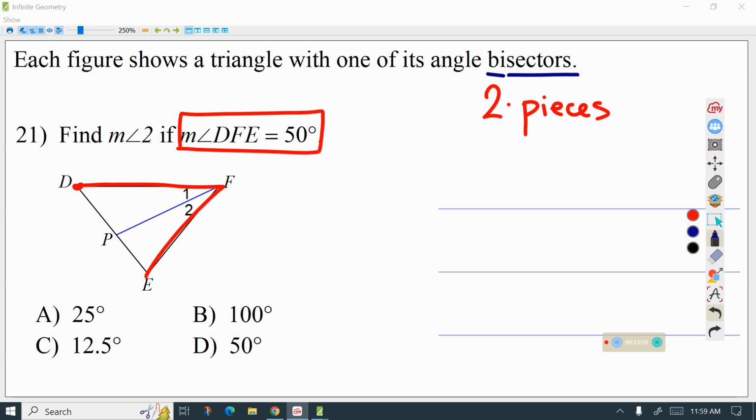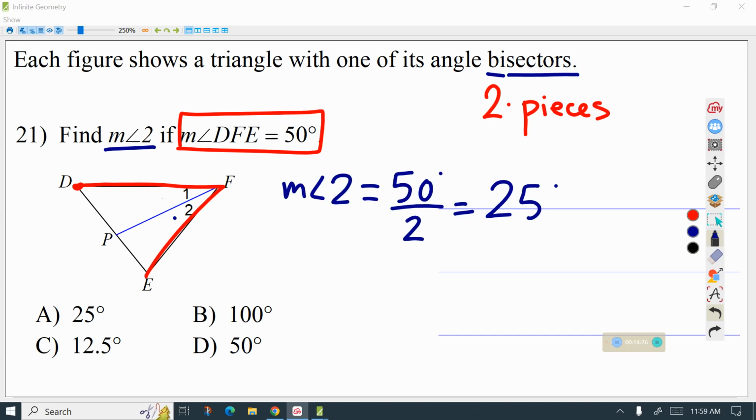And what they want us to find is just the measure of angle 2. They want us to find this angle right here. But the thing is that this angle got cut in half. Because it got cut in half, I know that each one of these two angles must be equal to half of the original angle. So if I want to do half of it, I just divide by 2. So 50 divided by 2 is 25. To make a long story short, this is 25.